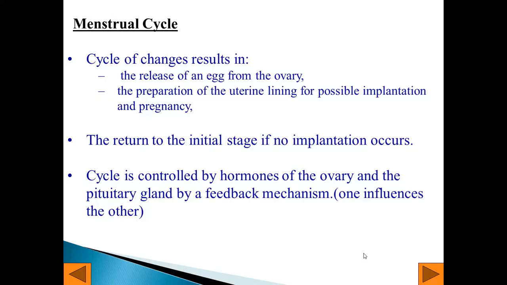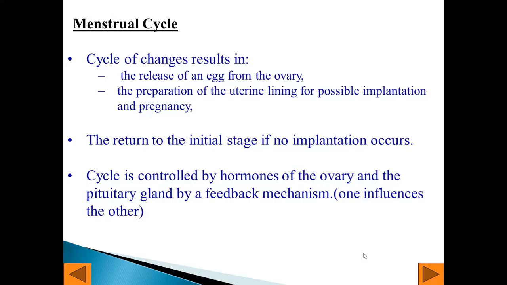The menstrual cycle is a cycle of change that is undergone by most female mammals that results in the release of an egg from an ovary and the preparation of the uterine lining for possible implantation of that egg if fertilization occurs and pregnancy. And of course, the return to that initial stage if no implantation happens.